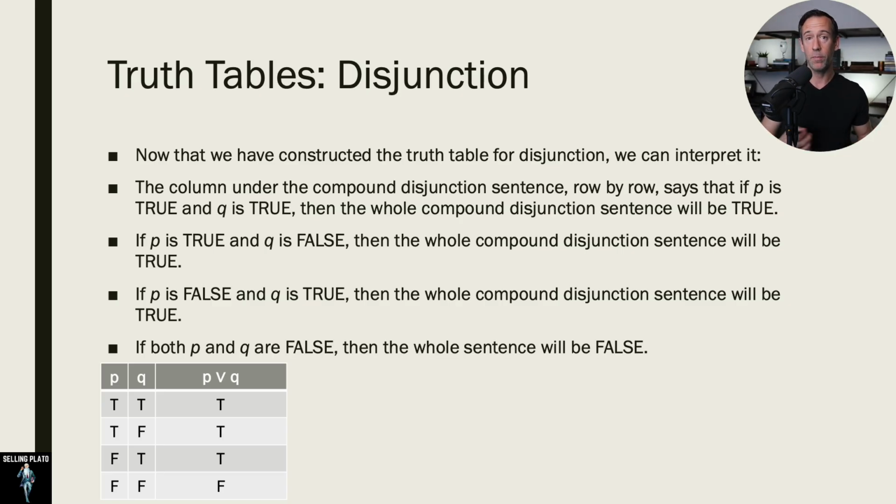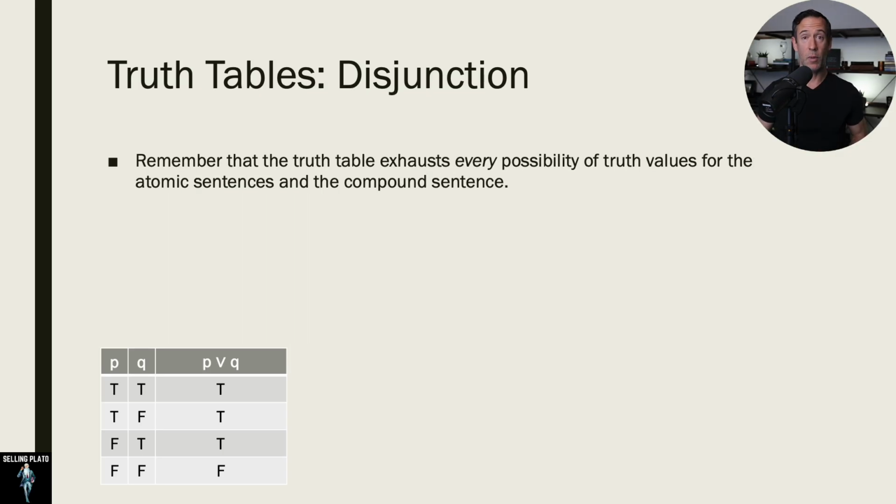But if both P and Q, in other words, if all of our disjuncts are false, then the whole sentence will be false. And you know that going into it because you know the meaning of disjunction, and that meaning is going to be truth functional. It's going to be what happens when its parts have a certain truth value. Well, it's going to spit out some output of another truth value. Okay, again, remember that whatever truth table you're talking about, it's going to exhaust every possibility of truth values for the atomic sentences on the left-hand side, and then the compound sentence that you're looking at on the right-hand side. Every possibility of truth value is covered.